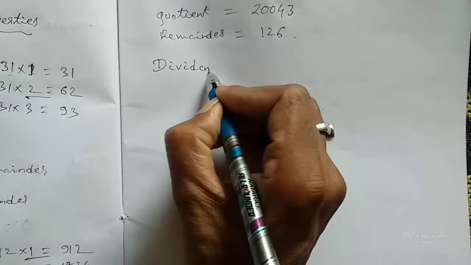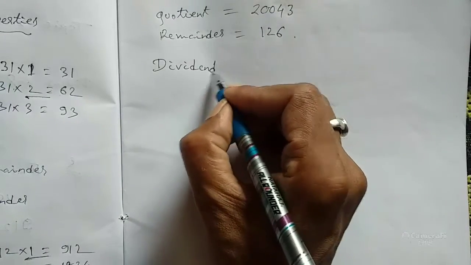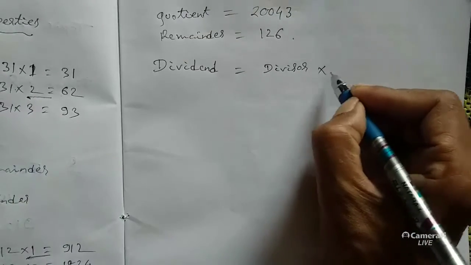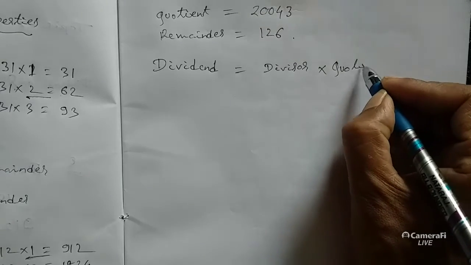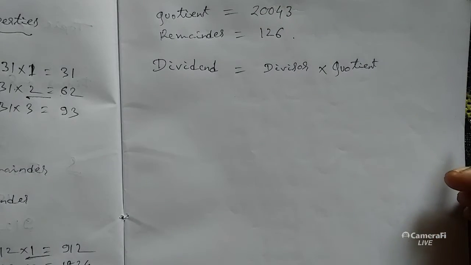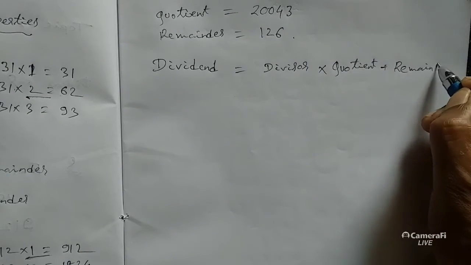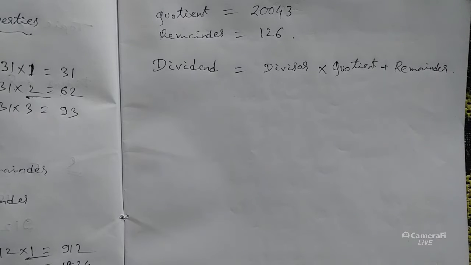Dividend equal to divisor into quotient plus remainder. This is the property of division, that whatever the four terms here, divisor, dividend, quotient and remainder, there is a relation among them. Dividend equal to divisor into quotient plus remainder. So for verification we will use this one.